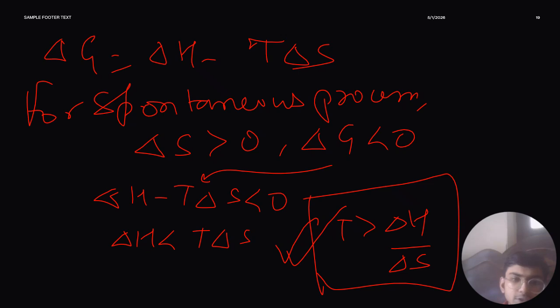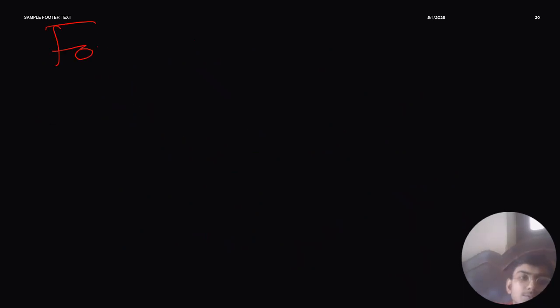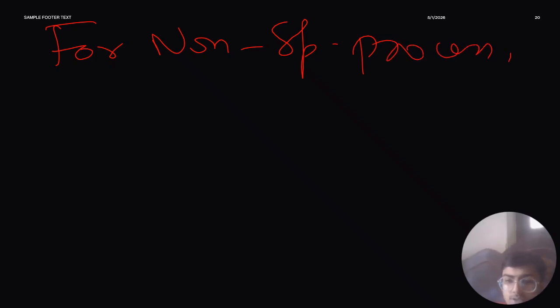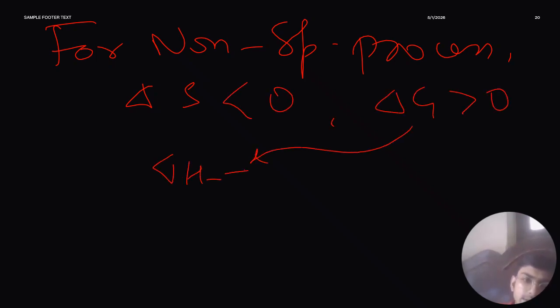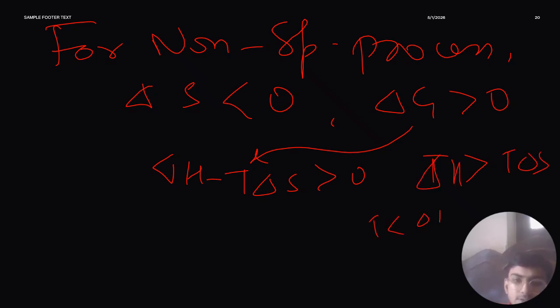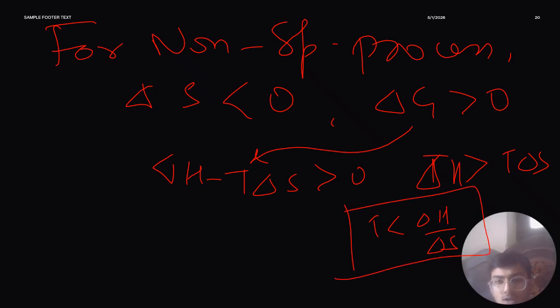Talking about non-spontaneity, we just have to change the inequality sign, or we can derive again. So for a non-spontaneous process, as we discussed, entropy is talking about randomness and disorder, and the spontaneity of a reaction. So delta S will be less than 0, delta G will be greater than 0. So we will write delta H minus T delta S is greater than 0. So temperature is actually less than delta H by delta S. Right? I hope it is clear to you.